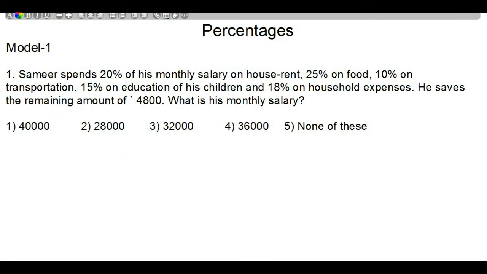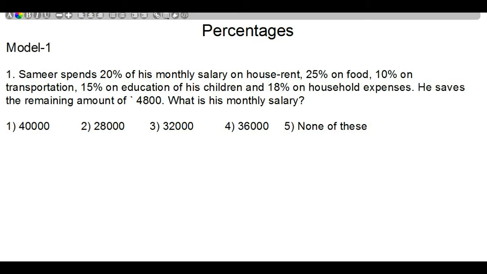From percentages, which is a very common question in bank exams, where we are supposed to find out the total salary of a person based on his monthly budget. The given question here is, Samir spends 20% of his monthly salary on house rent, 25% on food, 10% on transportation, 15% on education of his children, and 18% on household expenses. He saves the remaining amount of rupees 4,800. What is his monthly salary?